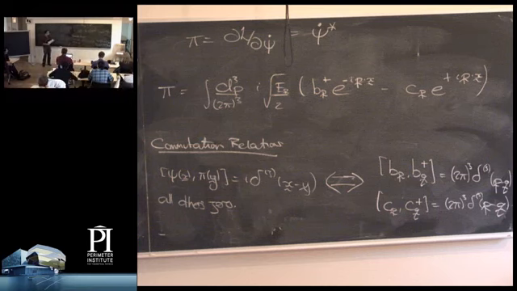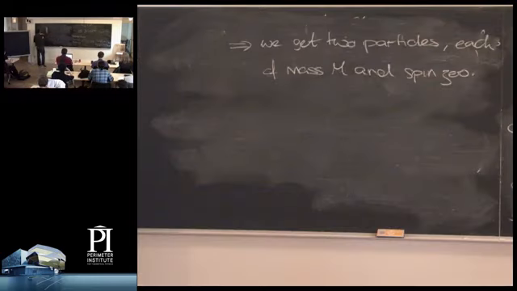Okay, so what do we have here? It's a complex field. We've got two creation and annihilation operators, B's and C's. We could work through exactly the same thing we've gone through. You find that each of them will give you a particle of mass capital M and spin 0.